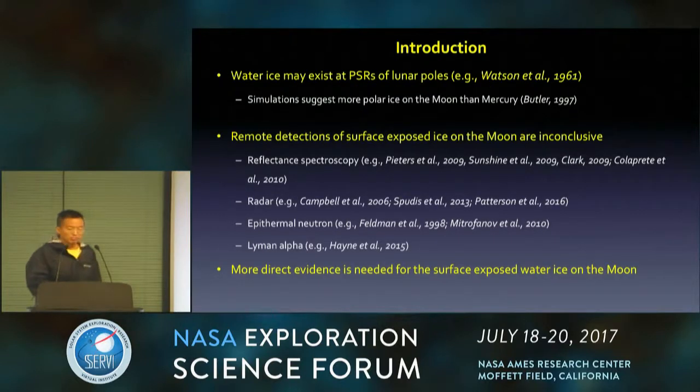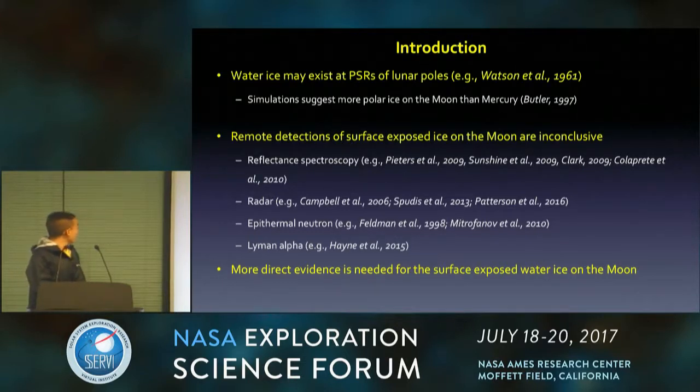Okay, so it has been suggested that water ice may exist in permanent shadow regions of the lunar polar region. Some simulations suggest that we expect more ice on the Moon than Mercury. However, the detections of surface exposed ice on the Moon are very inconclusive.